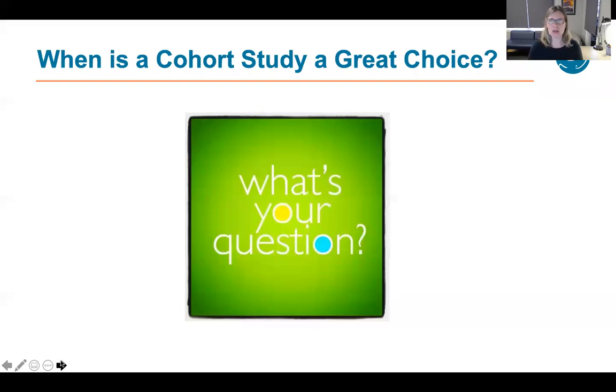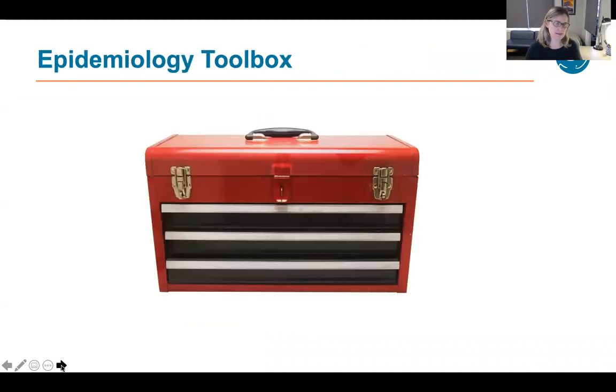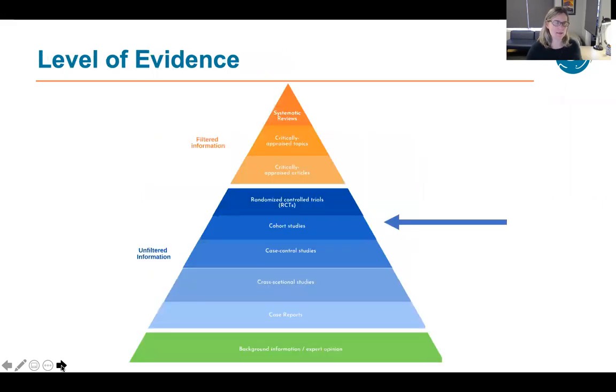So when to do a cohort study? When is a cohort study a great choice? I actually really like the study design. It's probably my favorite one. But whether or not we use it depends on what your question is. So we go to our toolbox and we pick out the study design that is most relevant to the question that we want to ask.